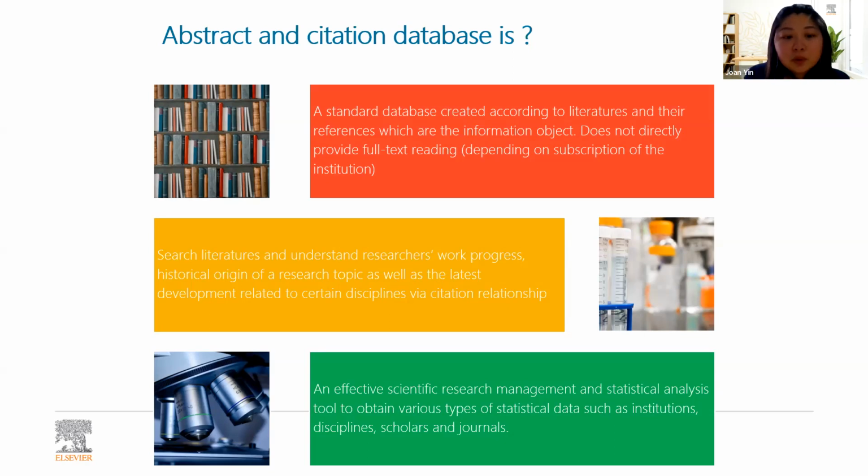So Scopus can help researchers to understand and search the documents for their research progress. The documents include the historical origin of a research topic, as well as the latest development related to a certain discipline. So the main purpose of Scopus is to help facilitate your research and provide a more effective way for you to manage your scientific research.